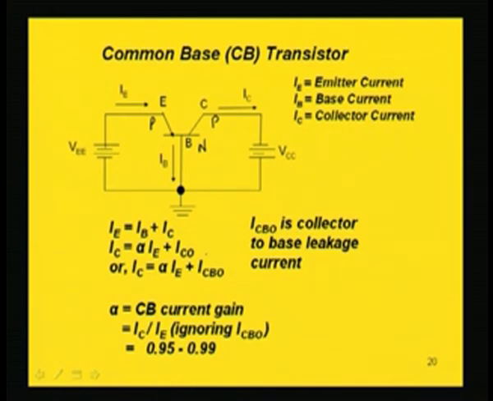Now, if we discuss common base transistor, let us name a particular representation for IC naught, which is given by ICBO. ICBO is the collector to base leakage current. Instead of writing IC naught, this is also the reverse saturation current, the same reverse saturation current that we are discussing, but we will be considering common base transistor going into its characteristics. So, we will be naming that reverse saturation current by ICBO. Basically, it means collector to base current when emitter is open.